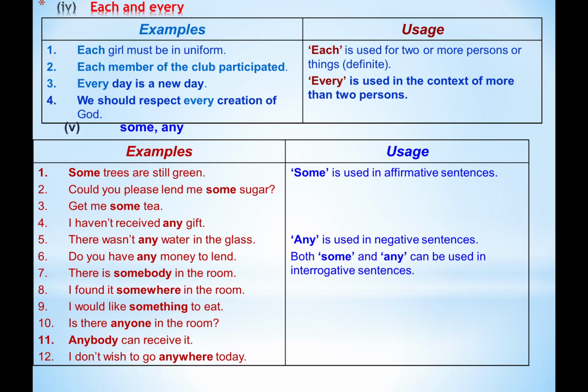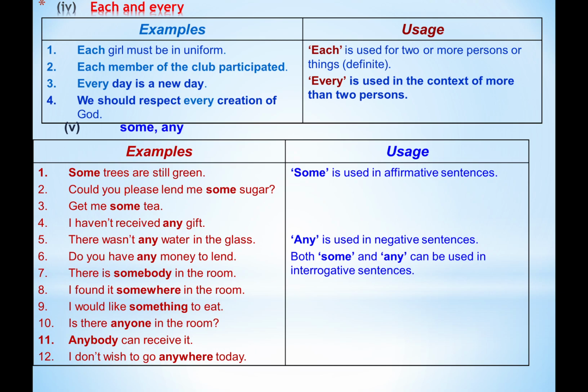Example: some trees are still green. Could you please lend me some sugar? Get me some tea. I haven't received any gift. There wasn't any water in the glass. Do you have any money to lend? There is somebody in the room. Read other examples. Some is used in affirmative sentences, and any is used in negative sentences.